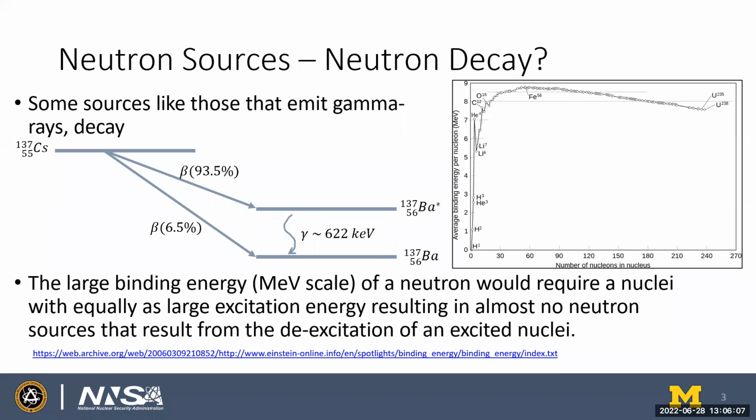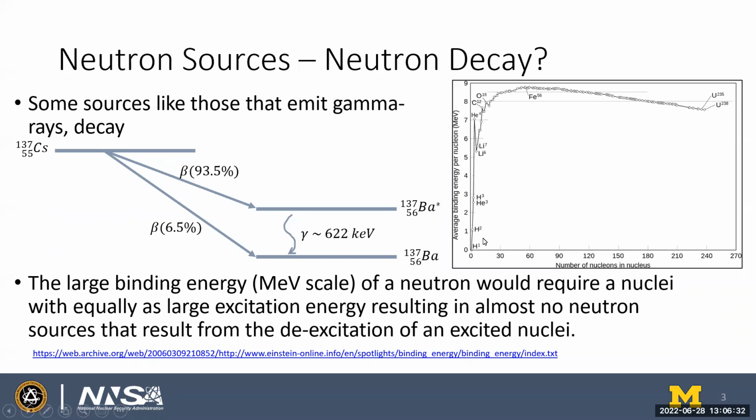And the reason being, the binding energy of the neutron in the nucleus is so large that the excitation energy you would need, compared to the cesium, which is in an excited state and emits this gamma ray, would need to be much larger in order to have a neutron emission like this. And we're talking on a scale of MeV, as you can see on the right here.